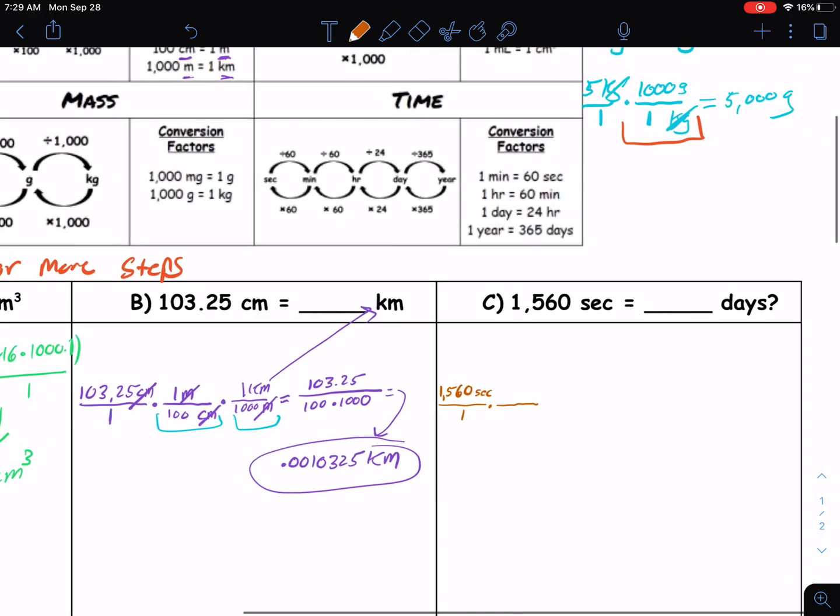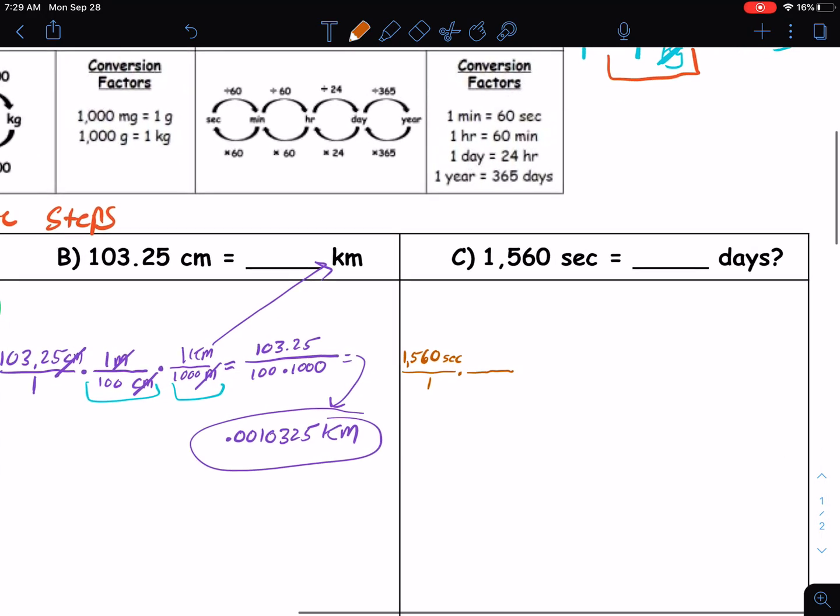But we need to find the right path to go down. When we look up at our conversion factors, seconds can only be turned into minutes, and that isn't directly to days. But you notice I can then turn minutes into hours and then hours into days. So this will actually turn out to be a 3-step unit conversion. You've got to follow the path here: seconds into minutes, minutes into hours, hours into days. So you're following this path through the conversion factors.